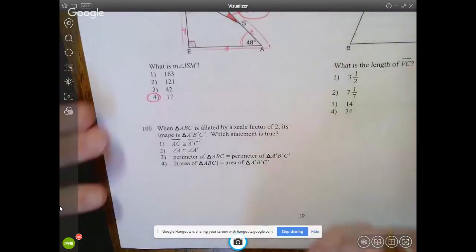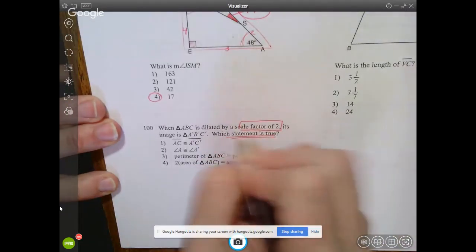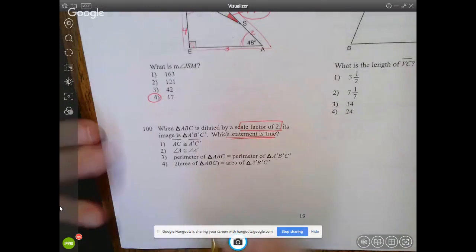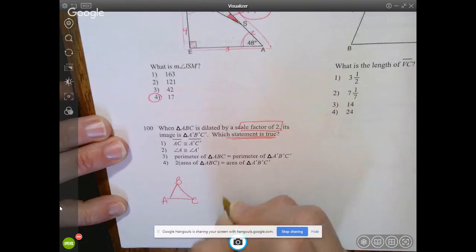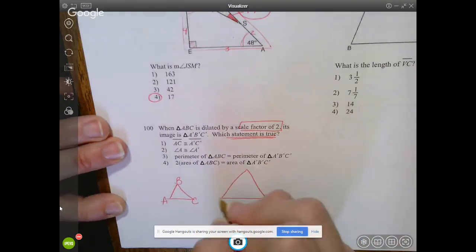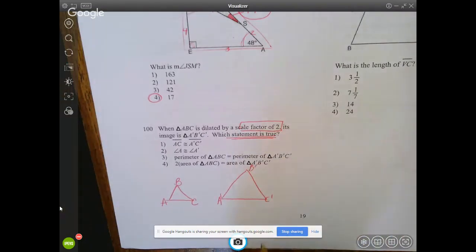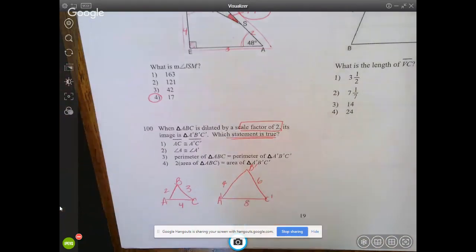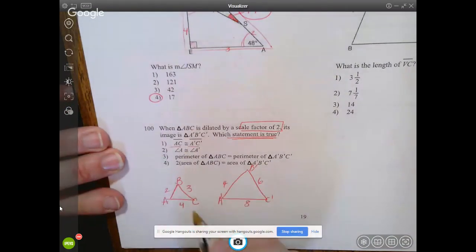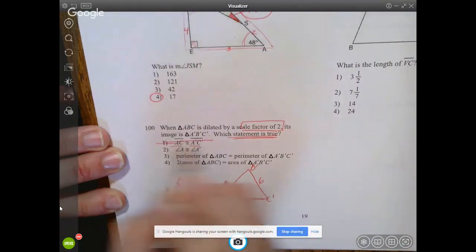Triangle ABC is dilated with a scale factor of 2. Which statement is true? So if we start at AC, and then it gets multiplied by a scale factor of 2, what I would do is make up numbers. Let's call this 2, 3, and 4. So that means this is 4, 6, and 8. So does AC equal A prime C prime? Well, AC is 4. Does that equal 8? No. So it's not 1.